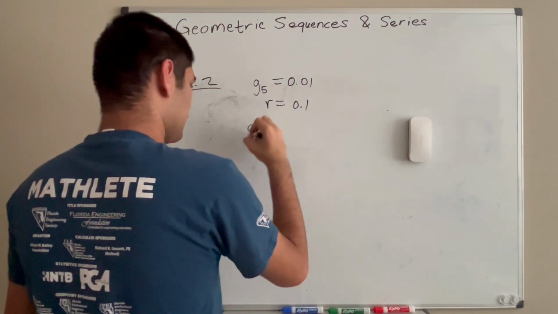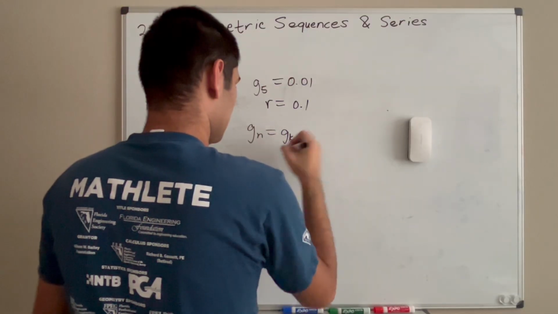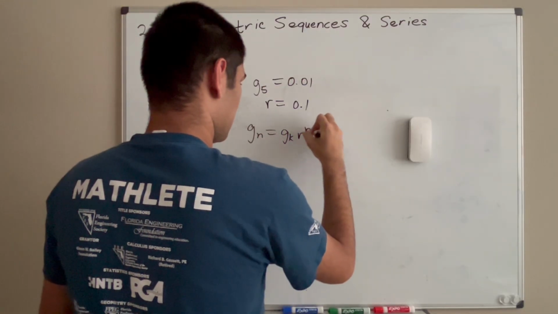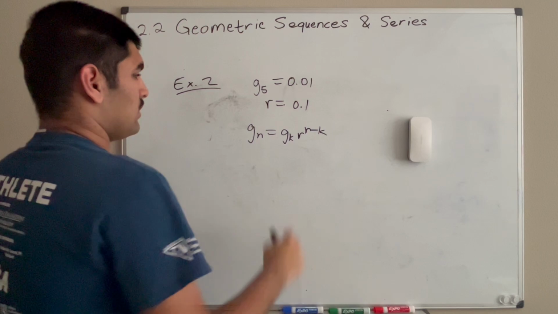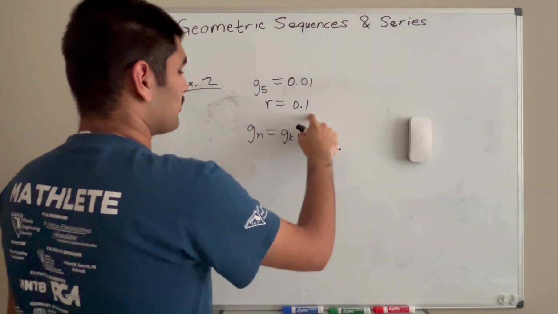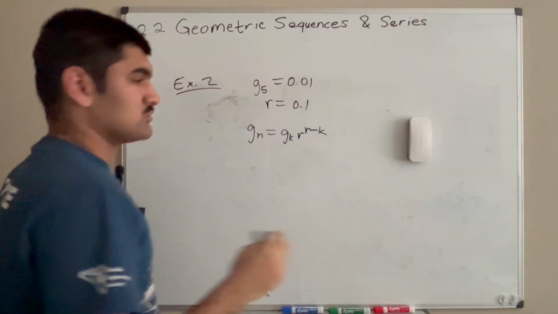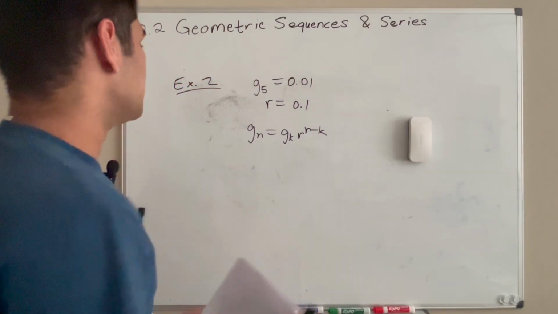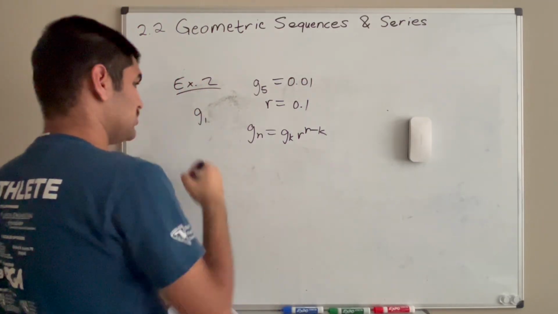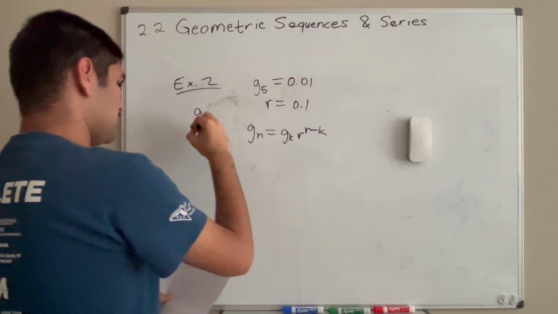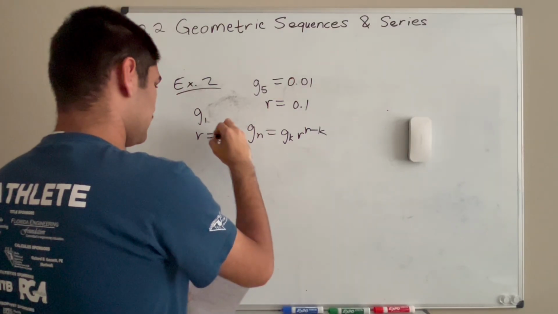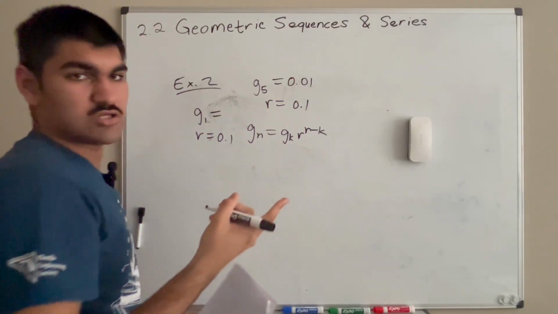So first I'll just write down the formula again. Gn is equal to Gk times R to the n minus k. We know what R is, it's 0.1, and we know the 5th term. So in order to construct a sequence, what do you need? Well, you always need the first term, G1, and you need the common ratio. Well, we know the common ratio is 0.1, so now we just need to find the first term.